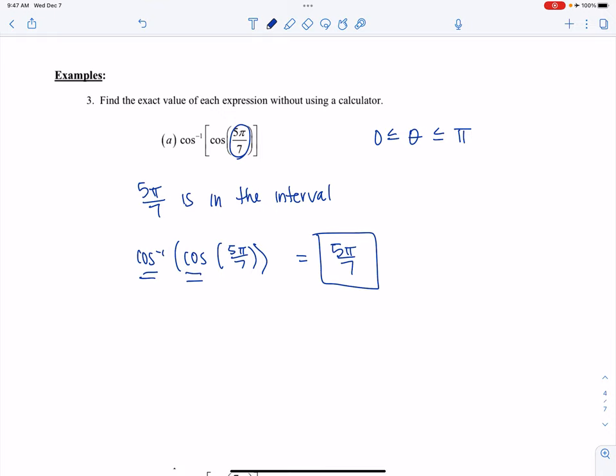We wouldn't put that in a calculator, one, because it told us not to, but also because it's exact just as it is. We know that pi is a never-ending number, so there's no way we could calculate this to an exact value without rounding somewhere. So this is our exact value, 5 pi over 7.